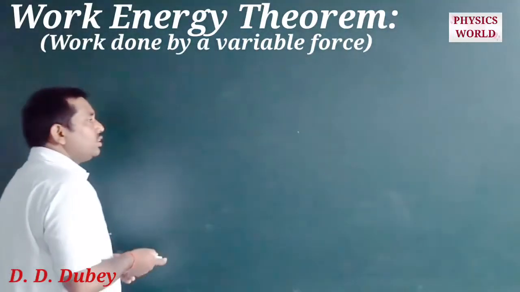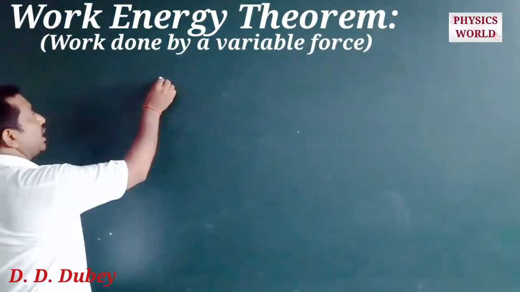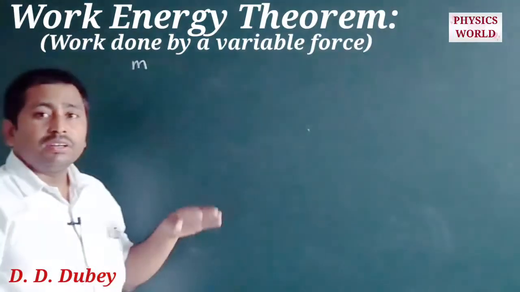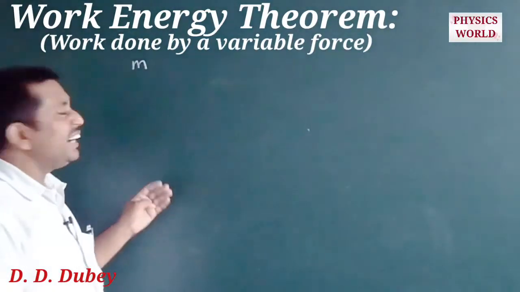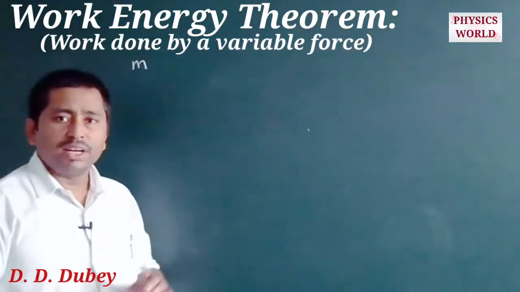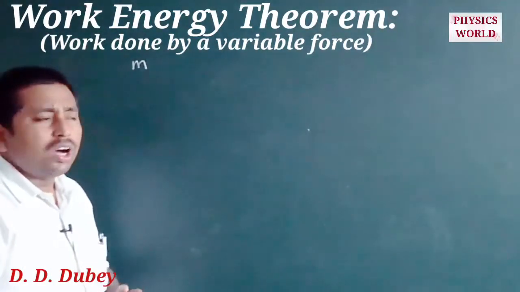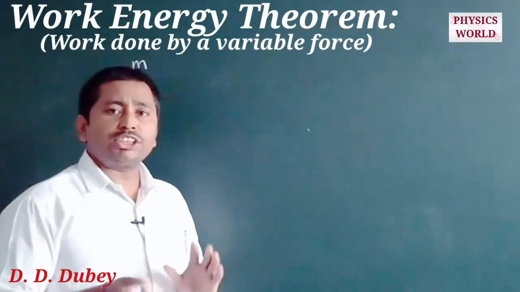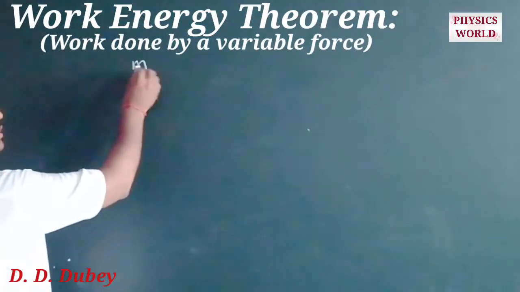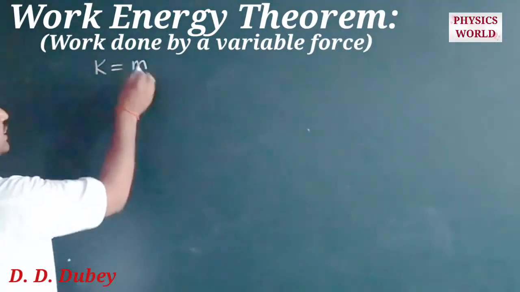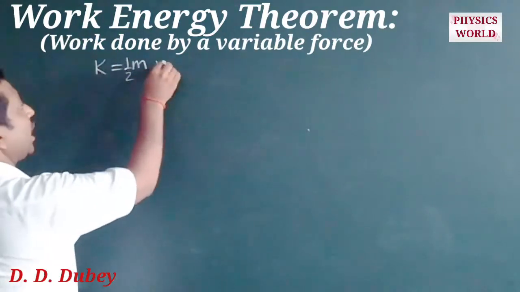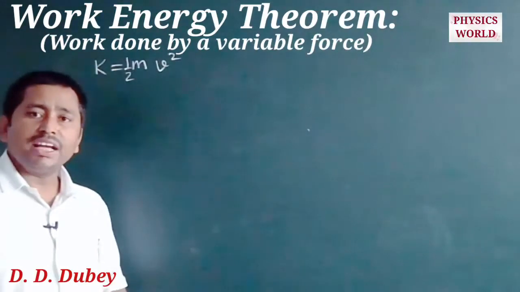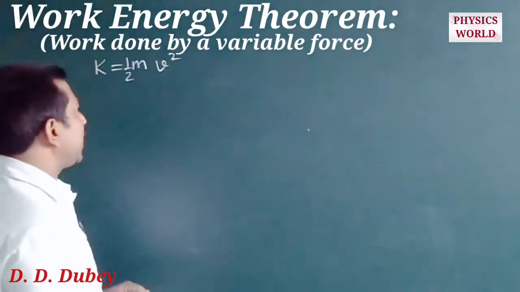Suppose we have an object of mass m kilogram, and the object moves with some initial velocity vi and attains some final velocity vf in time interval t. At an instant of time, if the velocity of the object is v, then the kinetic energy of that object at that instant is equal to half mv square.